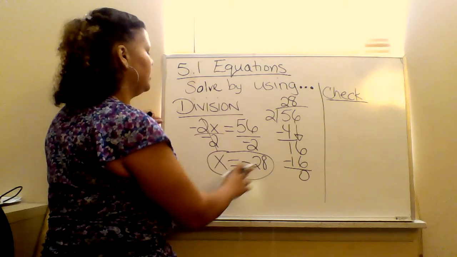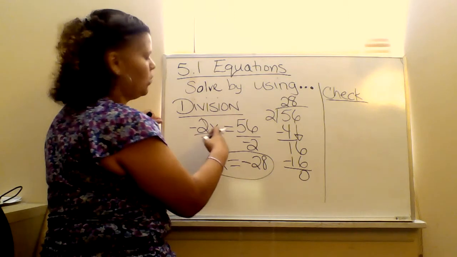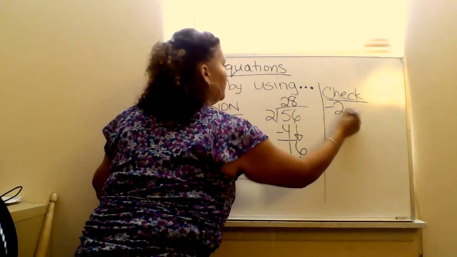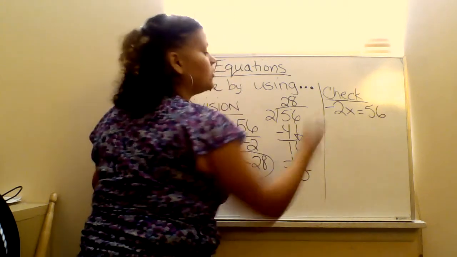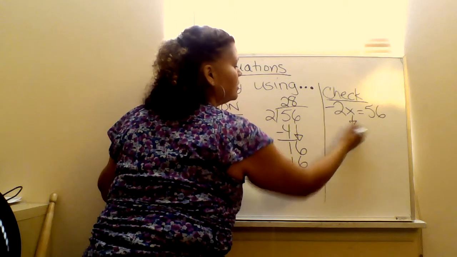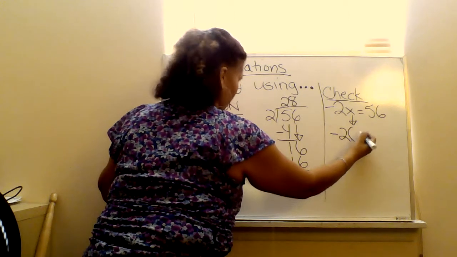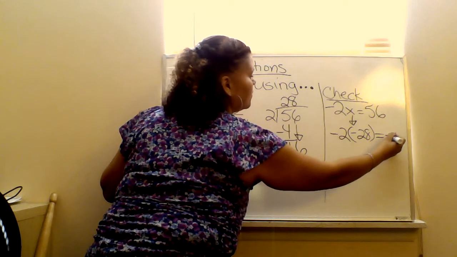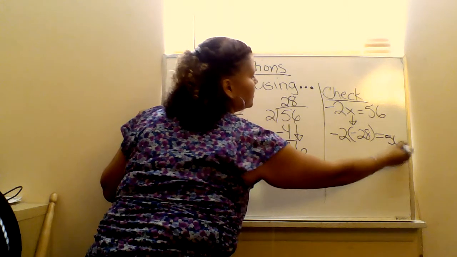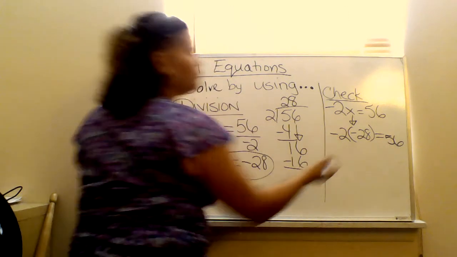Okay, so we take it, substitute it back into the original equation. So I'll write that down. Negative 2x equals 56. So now I substitute. So I have negative 2 times negative 28. Does it equal 56? We'll check that out.